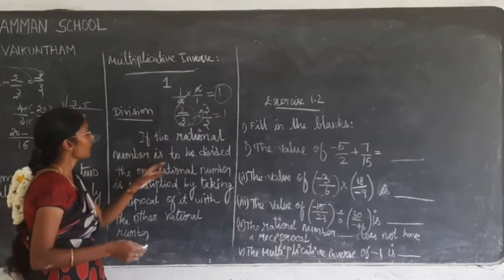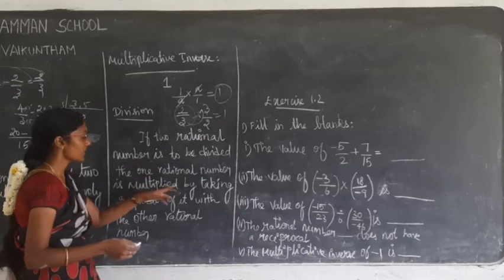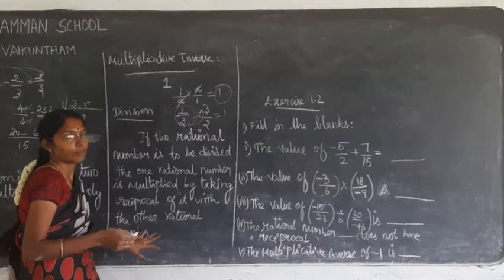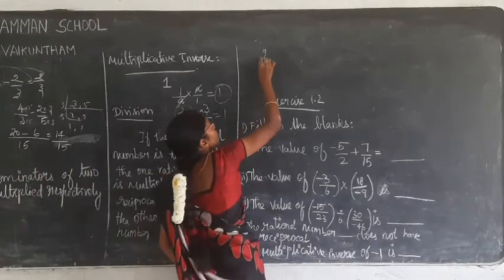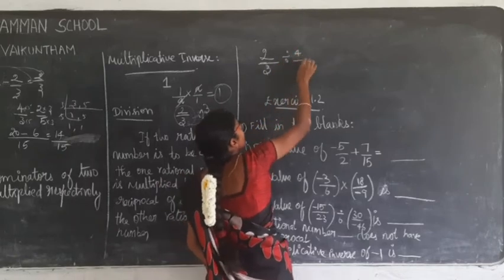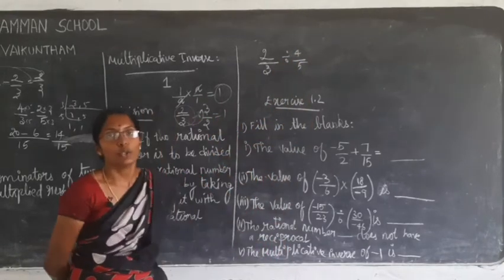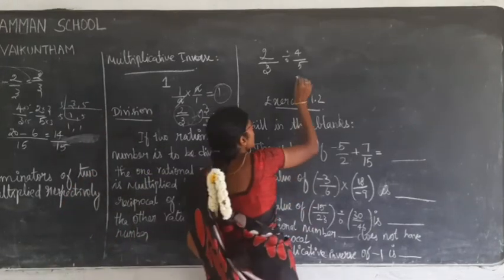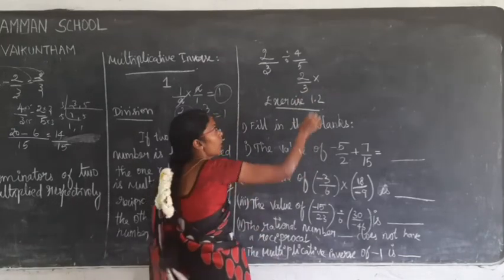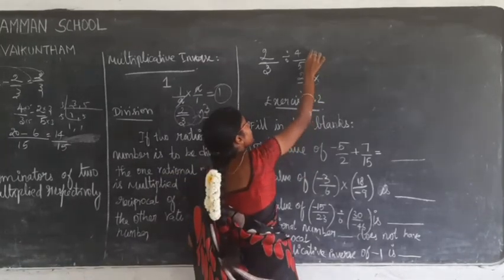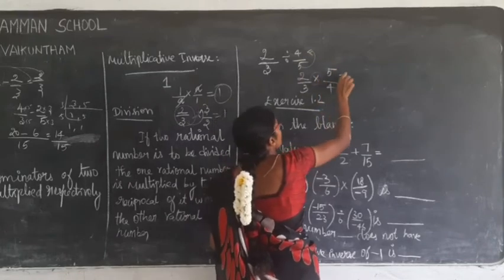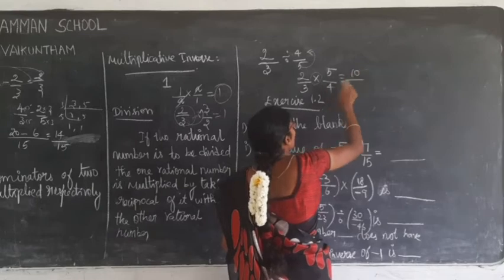Okay, so clear? So the next one, division. If two rational numbers are to be divided, one rational number is to be multiplied by the reciprocal of the other number. So see here, 2 by 3 divided by 4 by 5. So how will you do this? That is 2 by 3 into, you have to take the reciprocal of it, 5 by 4. So multiply here, 5 2s are 10, 4 3s are 12.